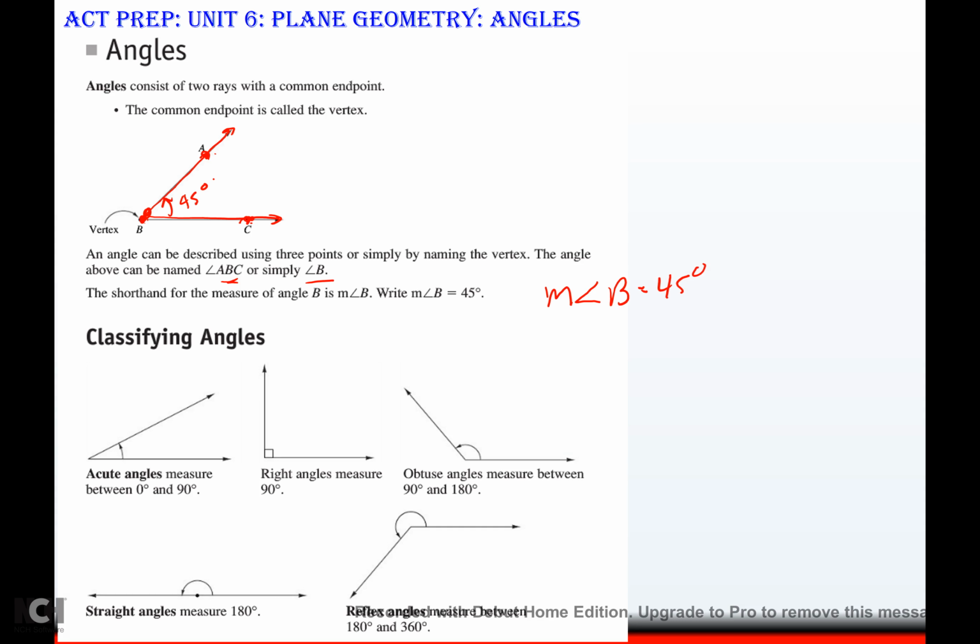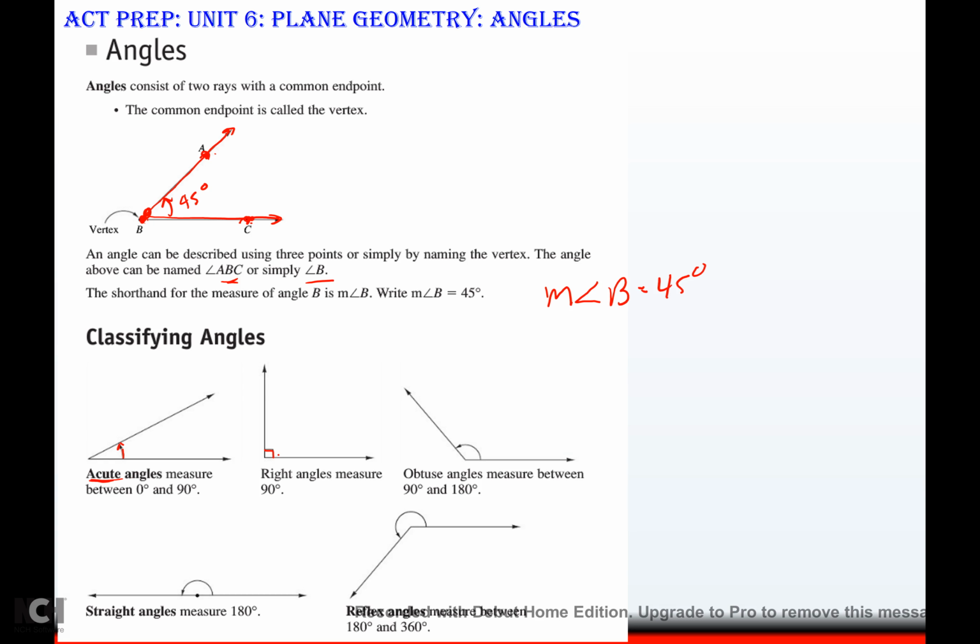Classifying angles. Acute angles measure between 0 and 90. Oh, look, it's so little and cute, just like a little puppy. So cute, just think little. Little puppies are cute. So if it's between 0 and 90, it's little, we call them acute measures.